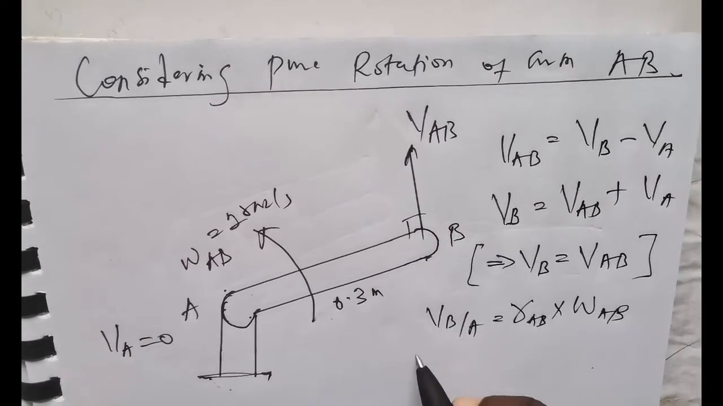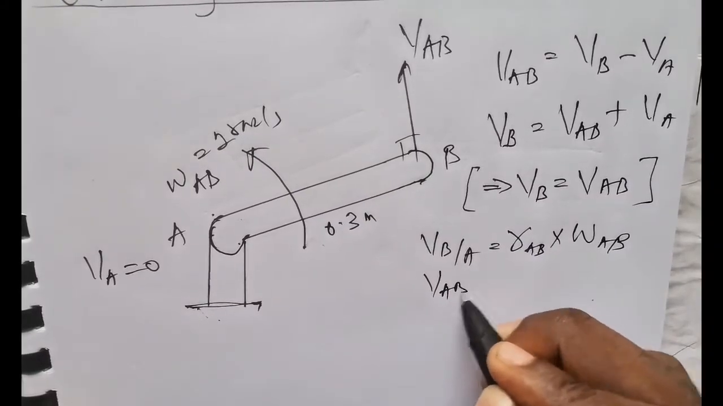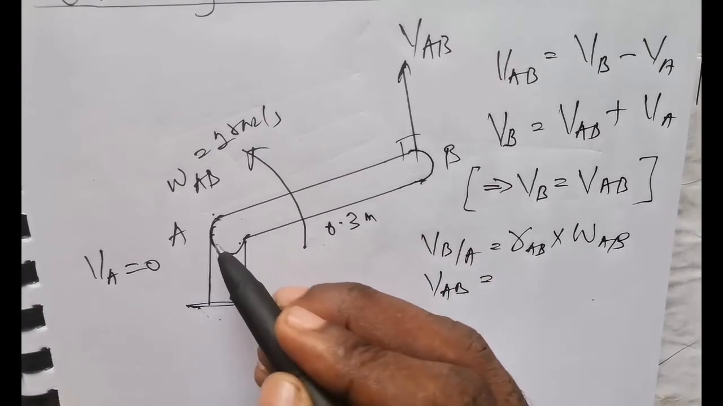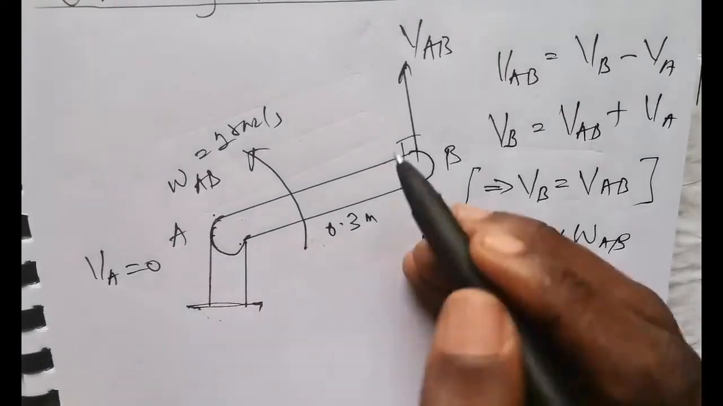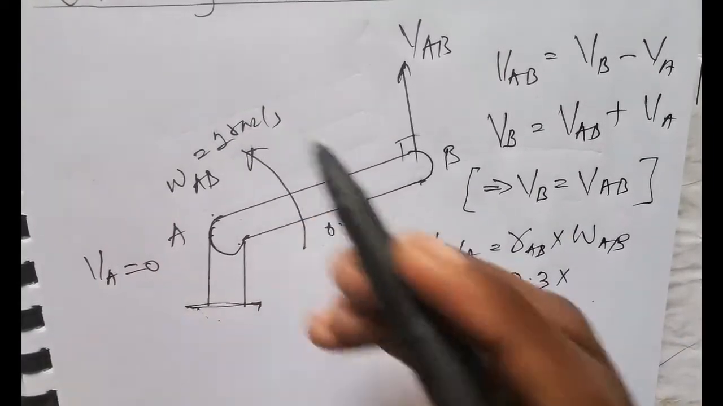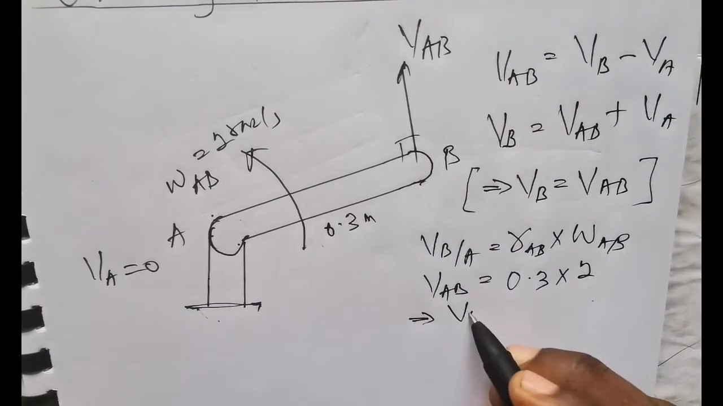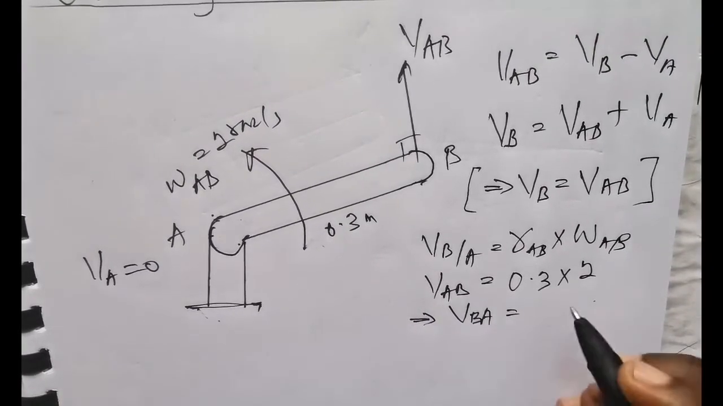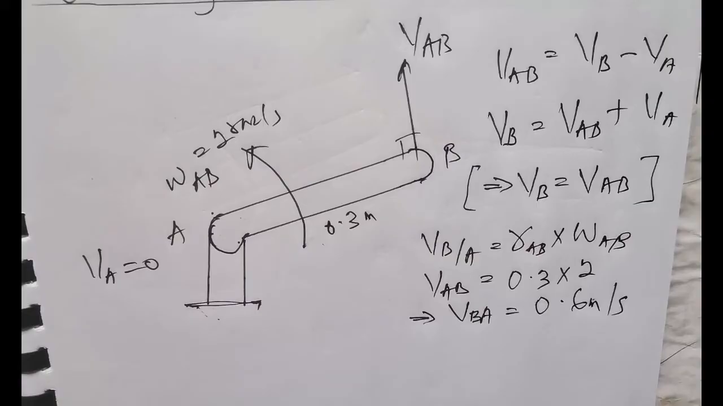So the relative speed VAB is now equal to the radius, which the arm gave us here to be 0.3 meters. That's the distance between A to B. So you have 0.3 multiplied by the angular speed. The angular speed was given as 2 radians per second. So multiply by 2. This simply implies that relative speed VAB or VBA is simply 0.3 times 2. That gives us 0.6 meters per second. So this is now the speed relative from point A down to point B.